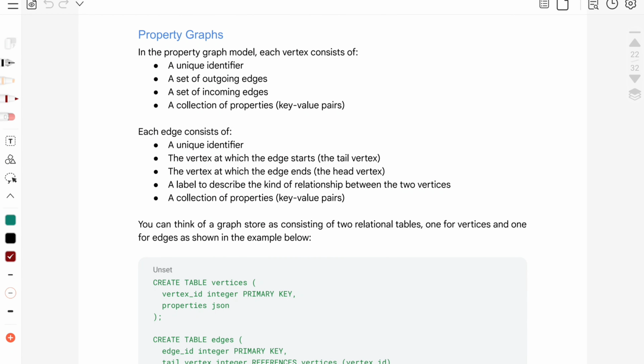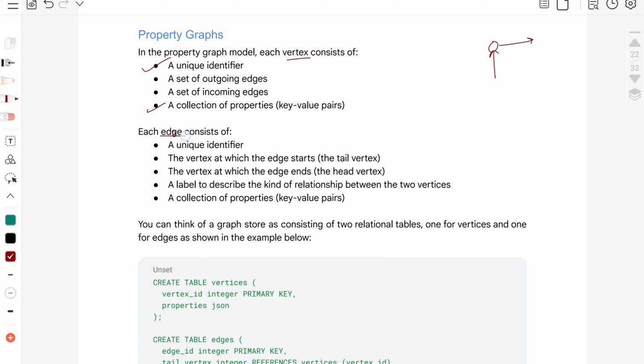Now, we'll discuss different types of graph models, and the first one is property graphs. In the property graph model, each vertex consists of a unique identifier, a set of outgoing edges, a set of incoming edges, and a collection of properties, which is basically key value pairs.